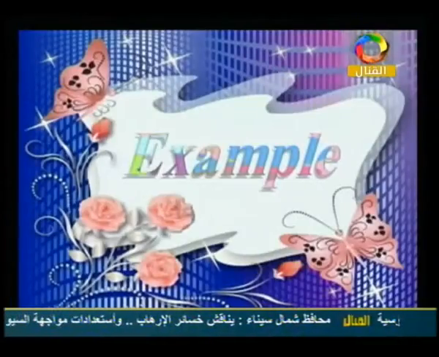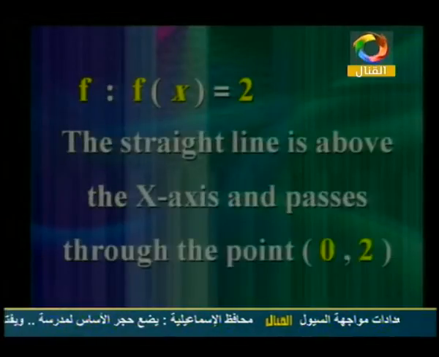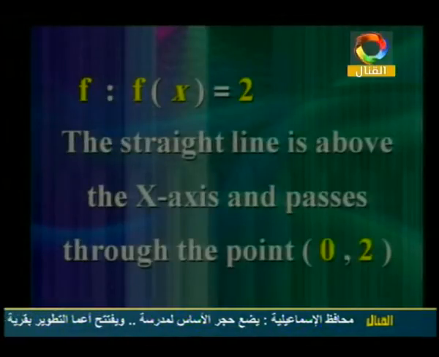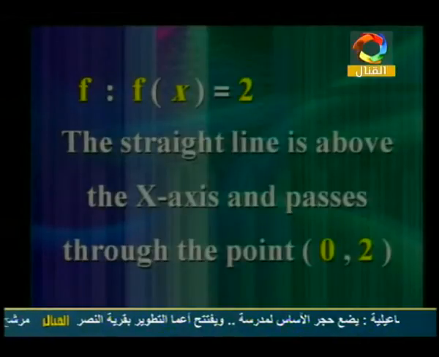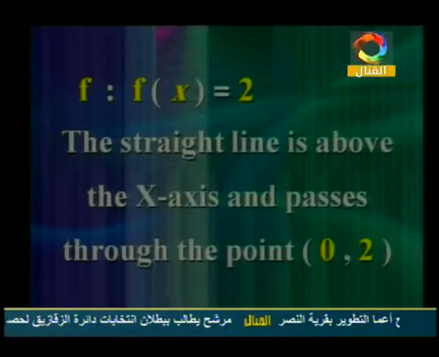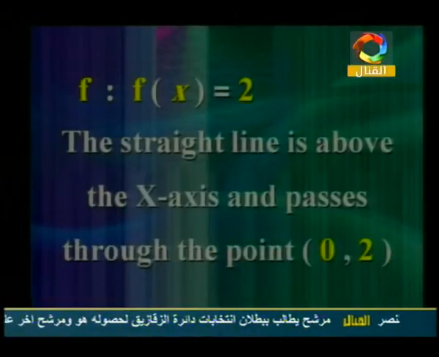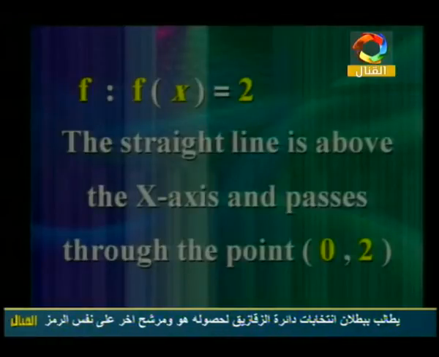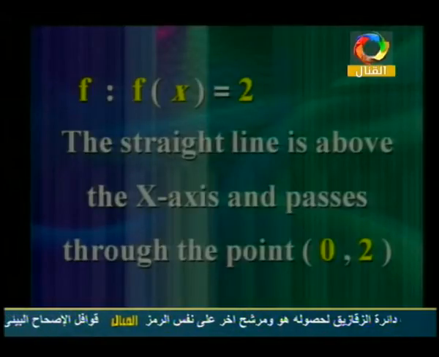Example: f of x equals 2. The straight line is above the x-axis. Why? Excellent, because b is bigger than 0. b equals 2, bigger than 0. Then the straight line is above the x-axis and passes through the point (0, 2). f of x equals 2.